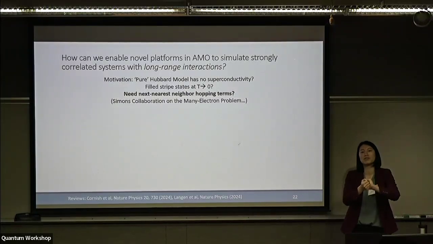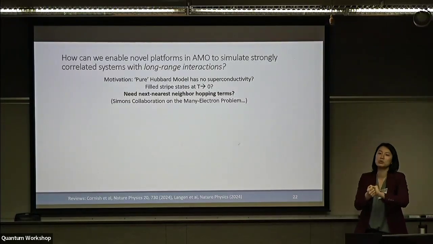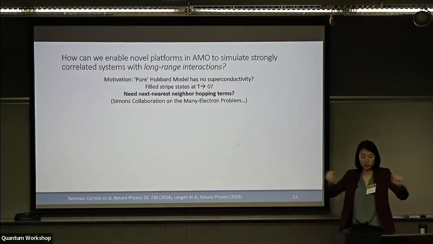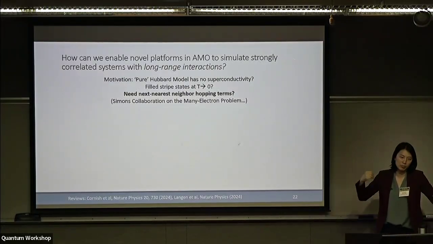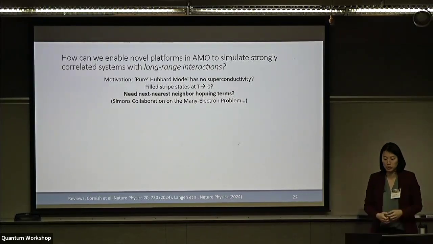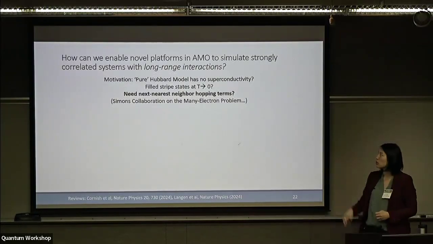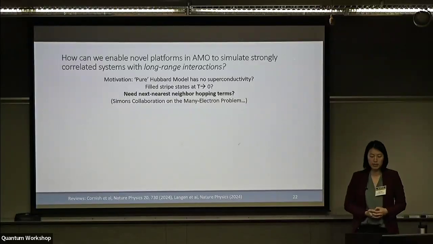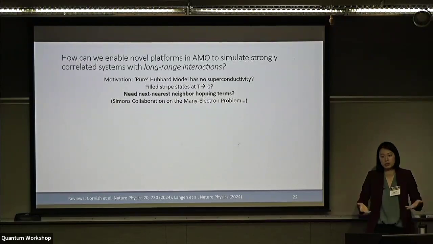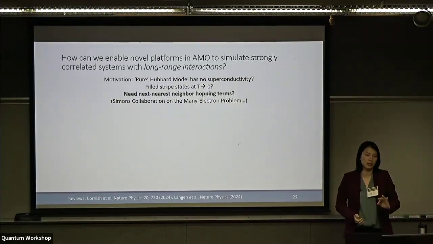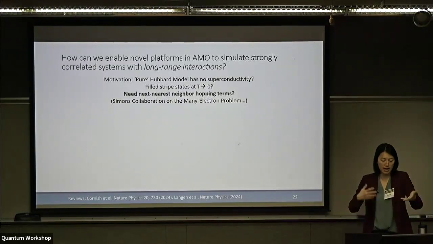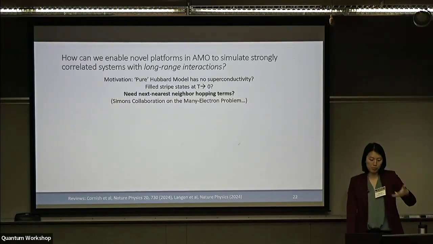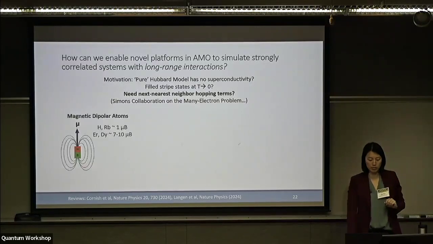The contact interaction, the van der Waals 1/R^6 interaction between neutral atoms, falls off very steeply as you move them far apart. And yet this may prove a limit when simulating electronic matter, where you obviously have a screened Coulomb interaction. And one specific motivation is that now there are many numerical studies, including by the Simons collaboration, that maybe suggest that the pure Hubbard square model has no superconductivity and that the ground state is actually some stripe phase. One may need next nearest neighbor terms in order to recover superconductivity in the Hubbard model.